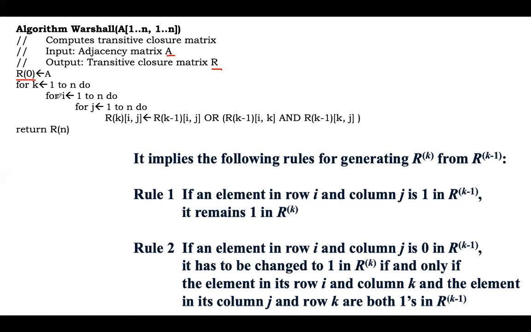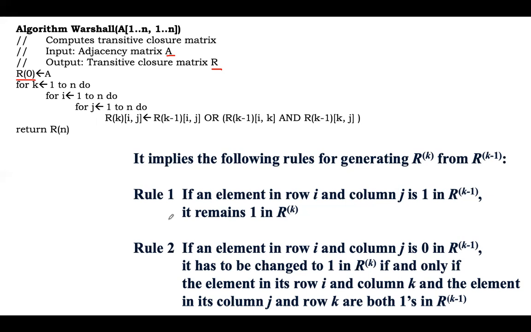Whatever the algorithm instructions are, it implies the following rules for generating Rk from Rk minus 1. That is, step by step, it will go on producing one transitive closure matrix from the previous matrix, that is, from R0 to Rk. So how will it find out?